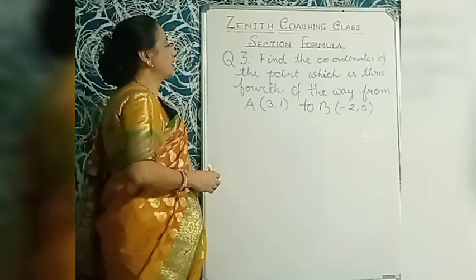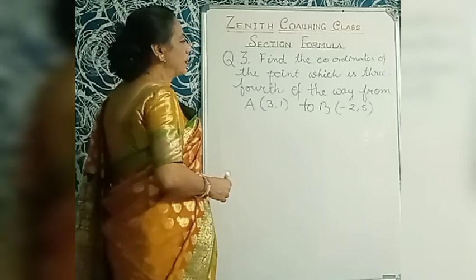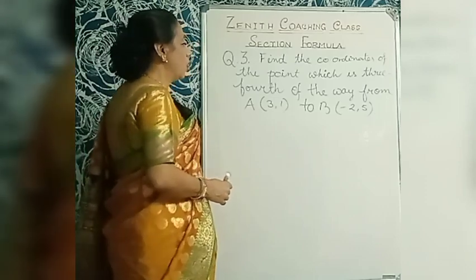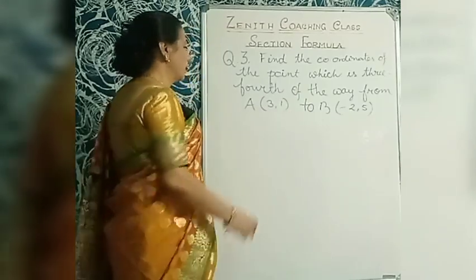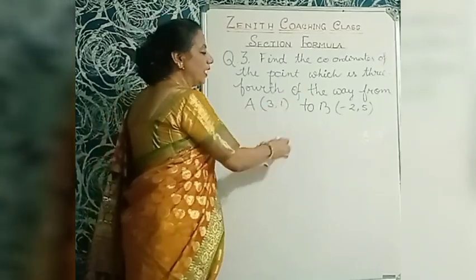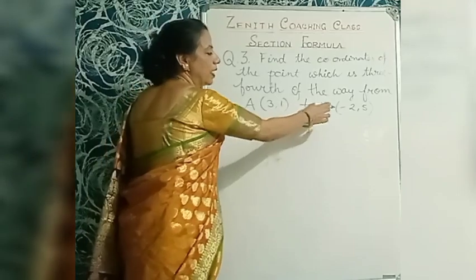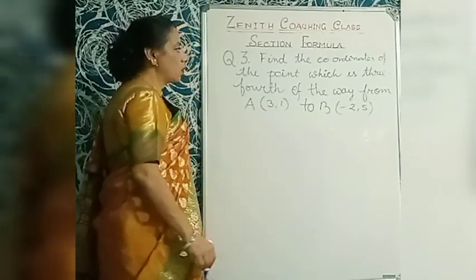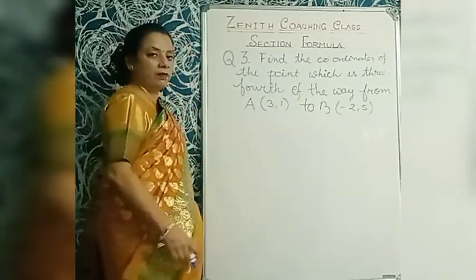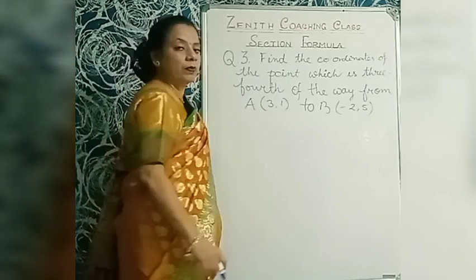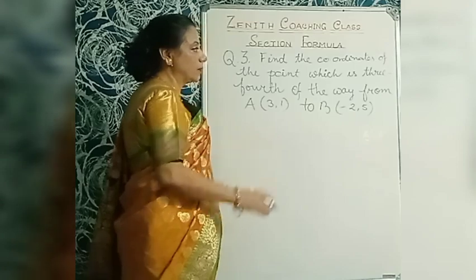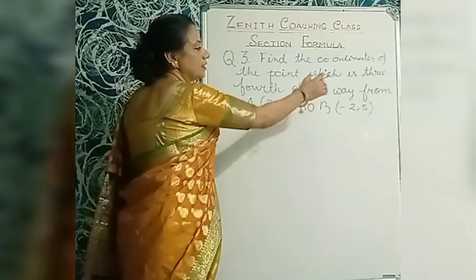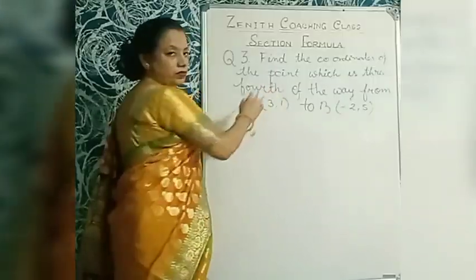Okay, so here is the next sum, sum number 3. Find the coordinates of the point which is 3/4 of the way from A (3, 1) to B (-2, 5). You can ask, ma'am, where is the ratio M1 is to M2? Here is the ratio M1 is to M2. That is hiding here. The keyword is 3/4.